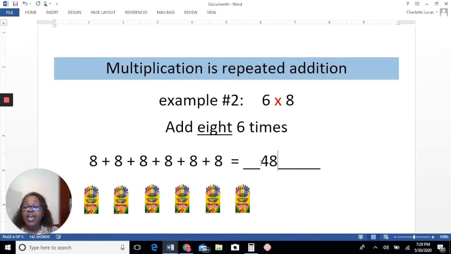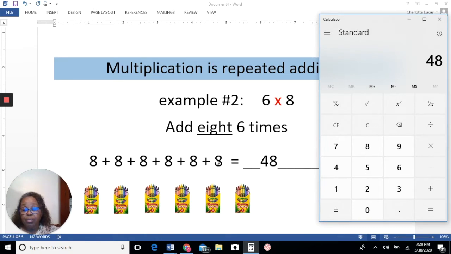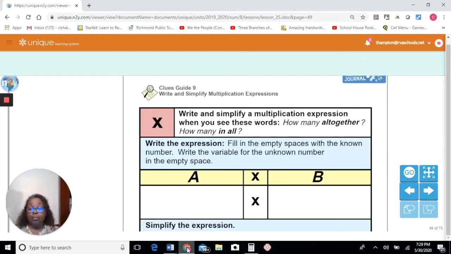If I had used a multiplication problem, all I would have to put on my calculator would be the 6 boxes of crayons. Each box has 8 crayons. It would be 6 times 8. Let's clear out our calculator and do that. 6 times 8. Hit the equal sign and we get 48. So multiplication is repeated addition, and it's just a shortcut to solving your problem. It's a wonderful strategy. So now let's go back to our problem.